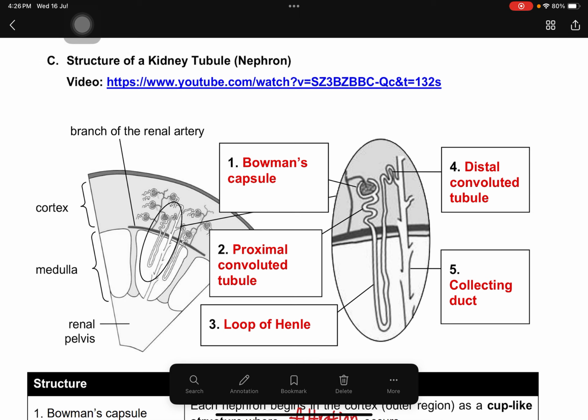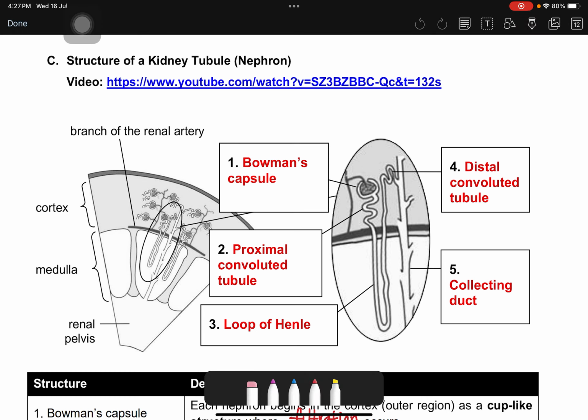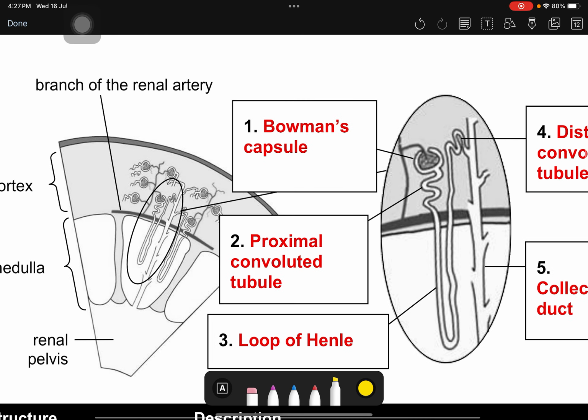Alright, so I hope you can see the connection between the kidney and the rest of the structures. But right now, we'll be going into one kidney tubule known as the nephron to find out a little bit more about the different microscopic structures that can be found inside. So we are just zooming into one.